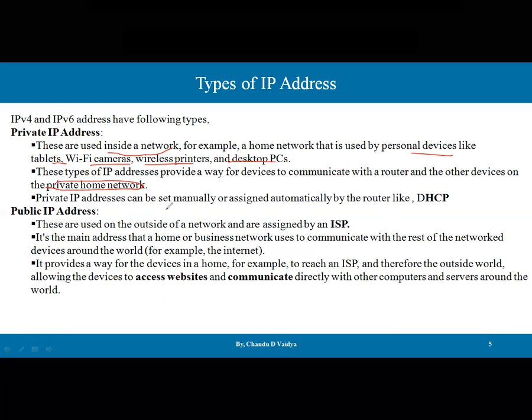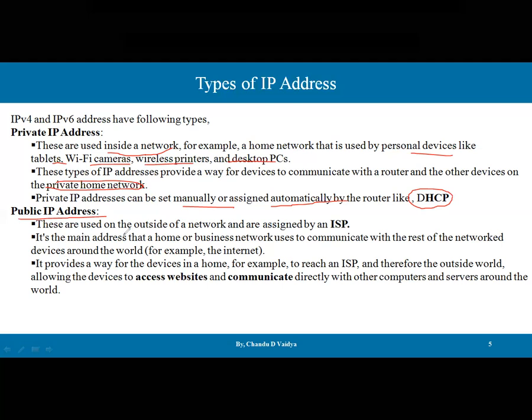The private address can be set manually or assigned automatically by DHCP. DHCP is the Dynamic Host Configuration Protocol, where we need to configure the DHCP server. That DHCP server has a pool of IP addresses, and randomly or sequentially one of the IP addresses is obtained by a particular client. The second category is the public IP address.